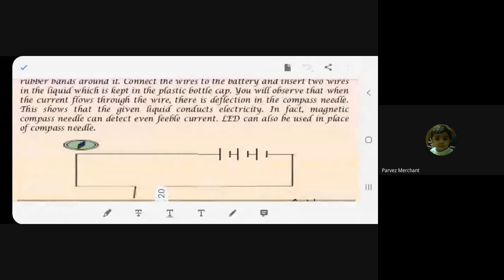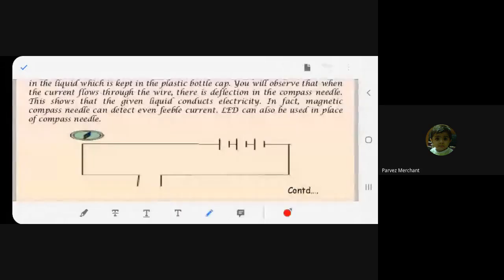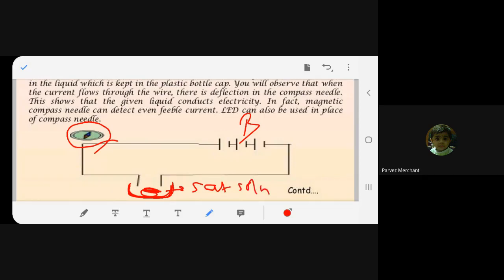You see the circuit over here? This is the compass needle. Can you see this? Yes, ma'am. This is the battery. And these are the electrodes. The electrodes will be in the bottle cap which has the liquid. Yes or no? Yes, ma'am. And that shows the salt solution. We will find whether, when we switch it on, the magnetic needle is deflecting or not. Then it shows that this salt solution can conduct electricity. You understand? Yes, ma'am.